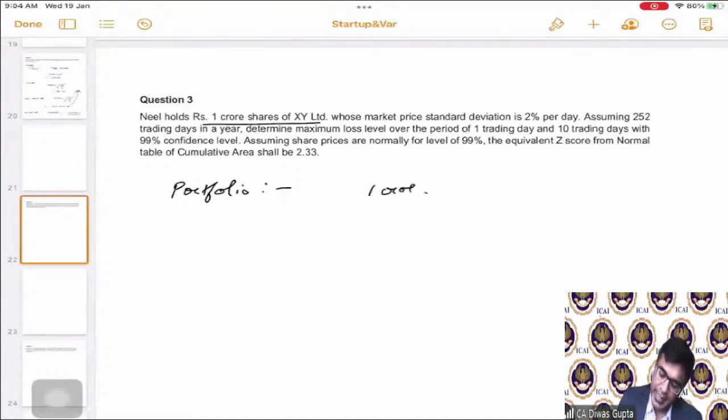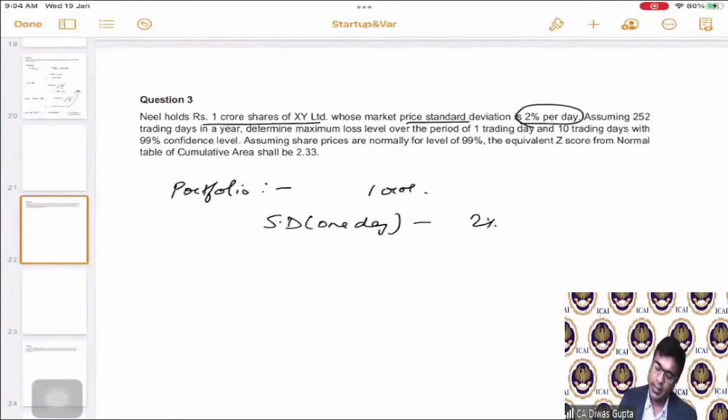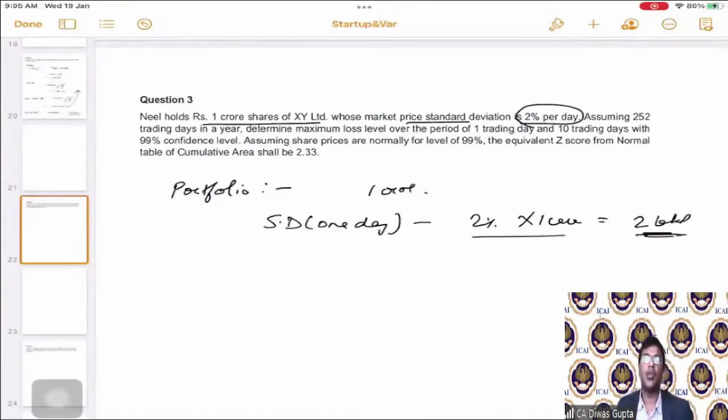Whose market price standard deviation is 2% per day. They have already given it for 1 day, so there is nothing to worry. 2% per day on 1 crore turns out to be 2 lakhs, correct? Simple. So I'm saying that always use standard deviation in absolute amount, not in percentage, for VAR. Hence I've right away converted the percentage into absolute by multiplying it with the portfolio value.